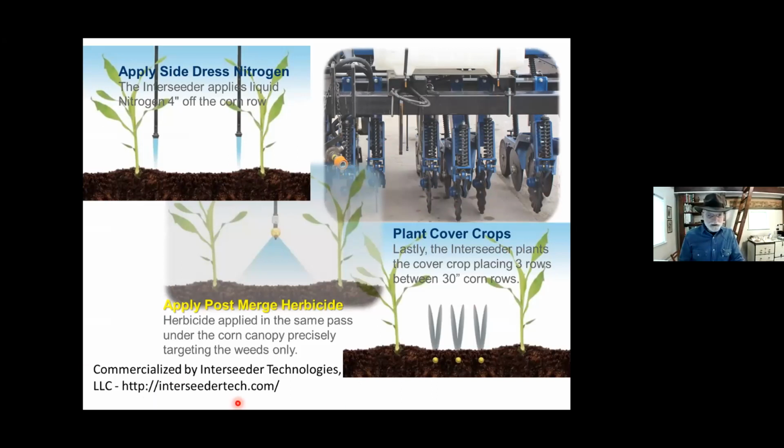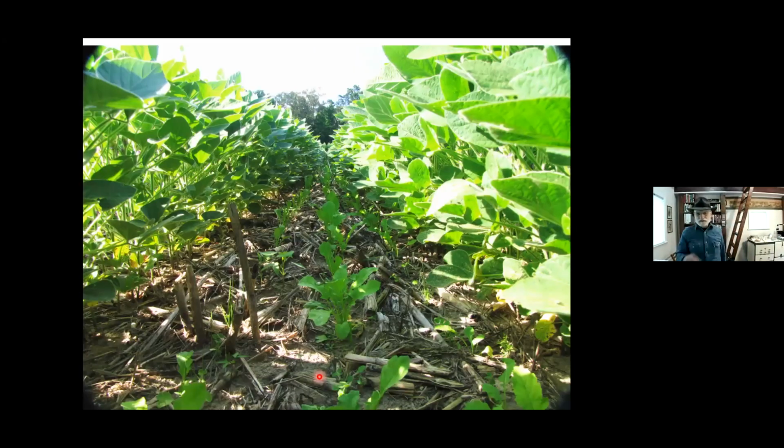I'm not giving them an advertisement, but these are the folks that bought the license and developed the commercial model from the Penn State University pioneering prototypes. So it's Interseeder Technologies. And this is what that type of interdrilling looks like.